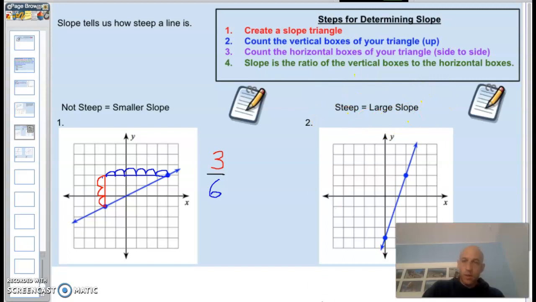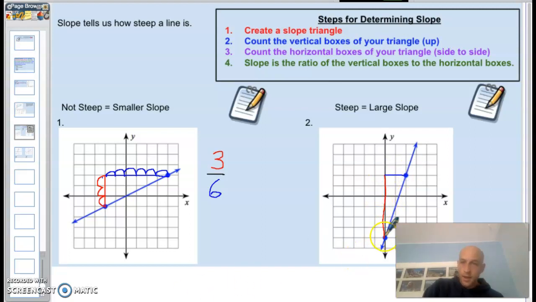On number 2, we're going to do again, we're going to create a slope triangle. So we're going to start at the furthest point to the left. So we're not going to start here, we're going to start down here. And we're going to try to draw a triangle that connects this point straight up over to this point. And you can see that's going to create a triangle. So I'm going to go straight up to here, and then straight over to the point, and you can see I've created a slope triangle.